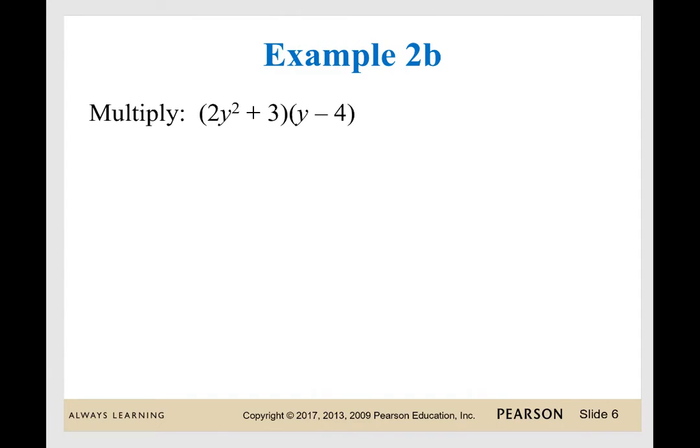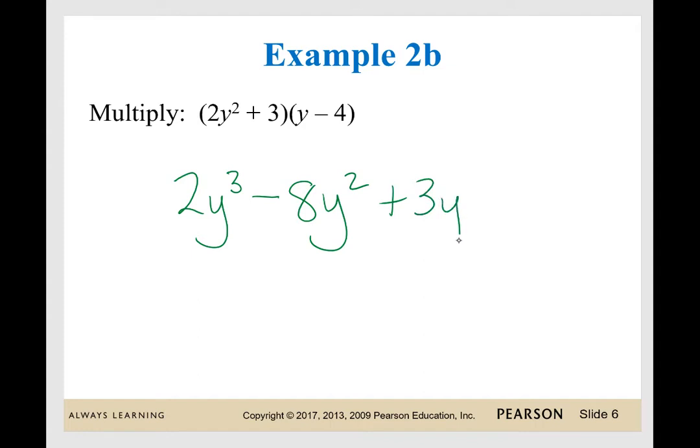Here's another example. Go ahead and press pause and give this one a try. All right, welcome back. Let's see if your work matches mine. So first is 2y cubed. Outsides, negative 8y squared. Insides, positive 3y. And last, negative 12. In this case, notice we do not have any like terms to put together. We've got a cubed, a squared, y to the first power, and then our constant term. So this one is done right now. That's it. That's all we can do. No like terms to put together on this one.